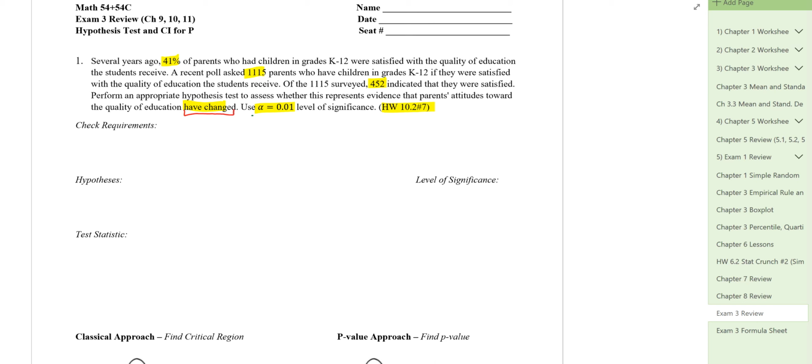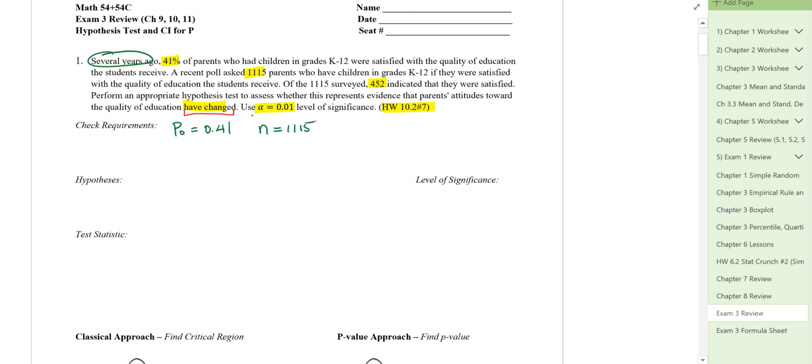So I can write down the given information. 41% of parents who had children in K-12, that's from several years ago. We know that from several years ago, 41% of parents were happy with the quality of education in K-12. So 41% is from several years ago, so that's prior knowledge. Prior knowledge is 41%, so that's your p naught. So p naught is equal to 41%, or 0.41. Now our sample is 1,115, so that's my sample size, n equal to 1,115.